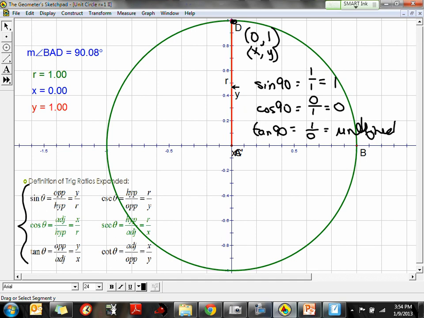So you can find the other trig functions here as well by doing the reciprocal, but I'm going to keep moving on with this idea.